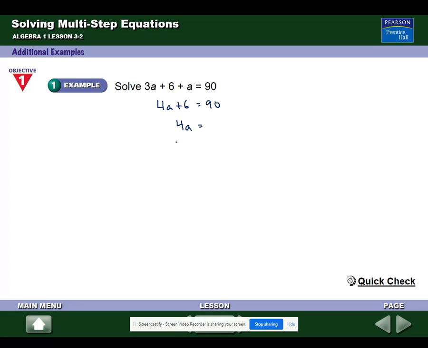You should have a line that says 4a plus 6. Now, we have 4a, we have subtracted 6 from both sides. That would leave us with 84. Now you're going to divide. If you want to show divide by 4, that's perfectly fine, but not required. You're dividing both sides by 4. That would leave you with a, and 84 divided by 4 would be 21. Your solution is 21. Okay?